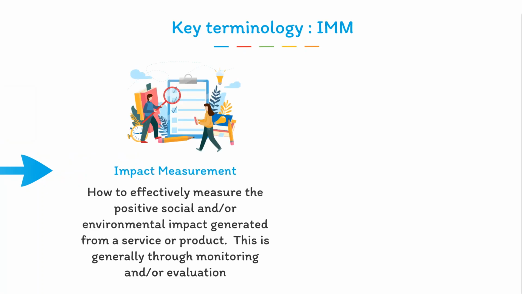And a little bit on terminology. We use this acronym IMM, which means impact measurement and management. Impact measurement is about how to effectively measure the positive social or environmental impact generated by a service or product. This tends to be from a charity or a social enterprise, and we generally measure through monitoring and evaluation. We talk about research a little bit as well in our e-learning, distinguishing it from monitoring and evaluation.